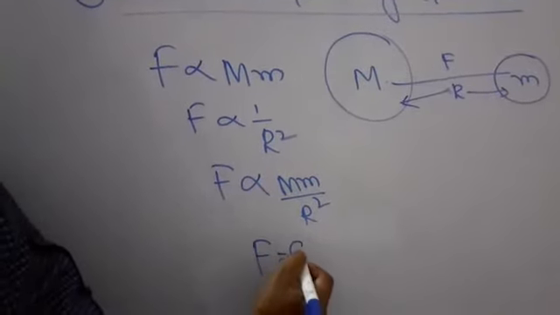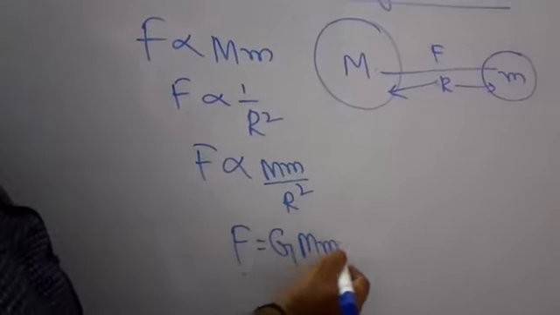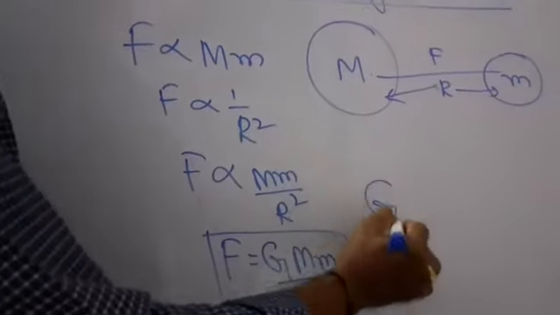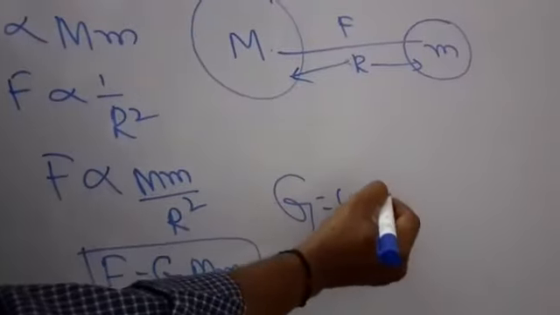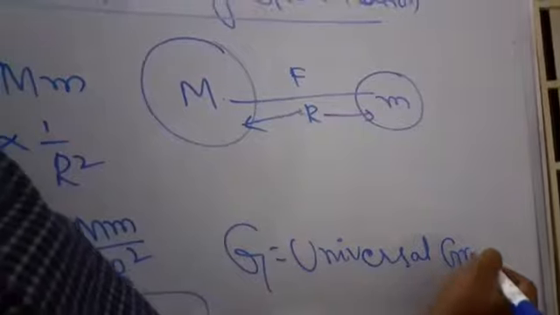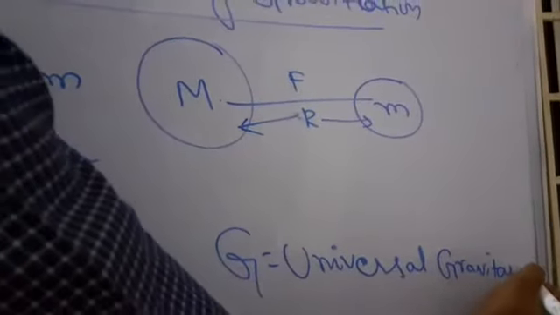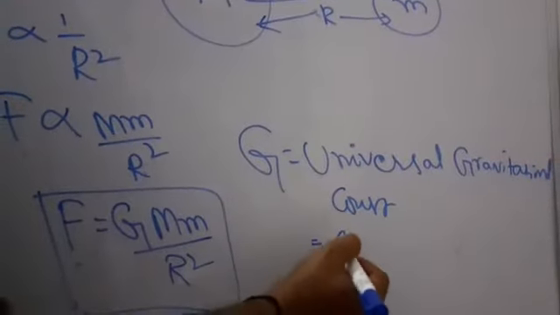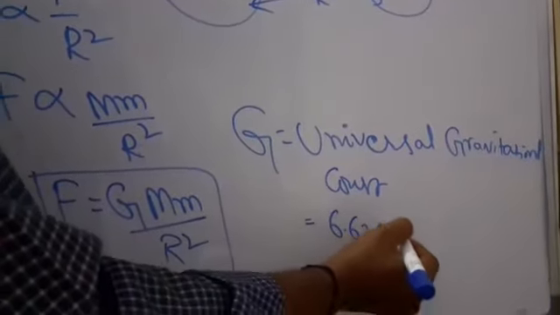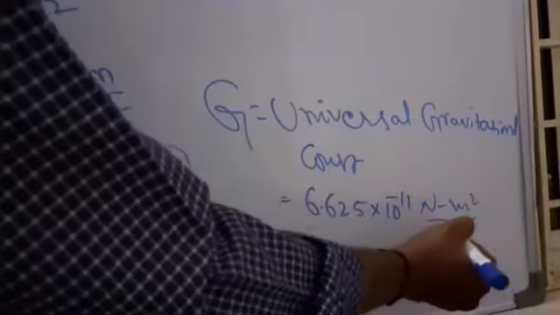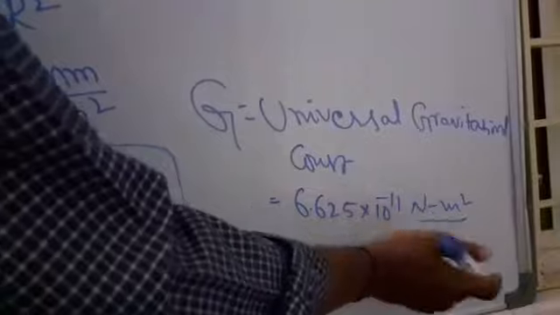F is equal to G m1 m2 by r square, where G is the universal gravitational constant. Its value is 6.625 into 10 power of minus 11 newton meter square per kg square, right?